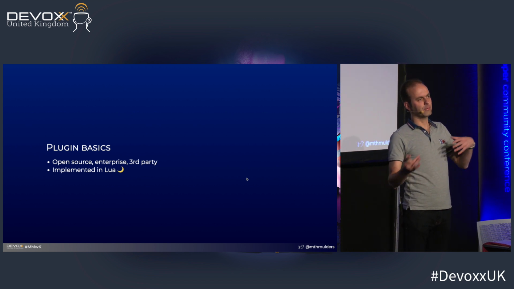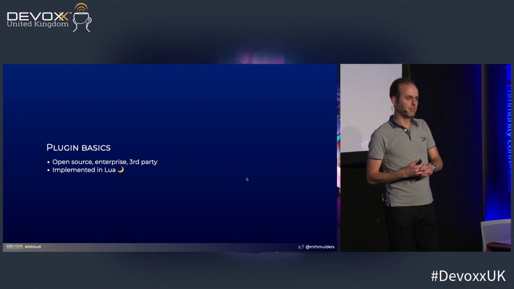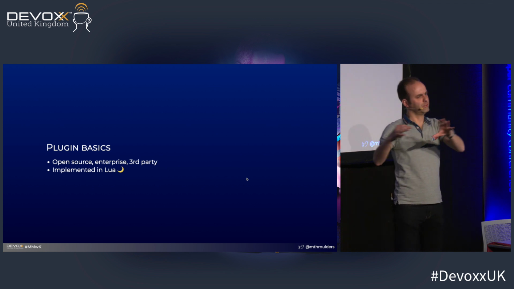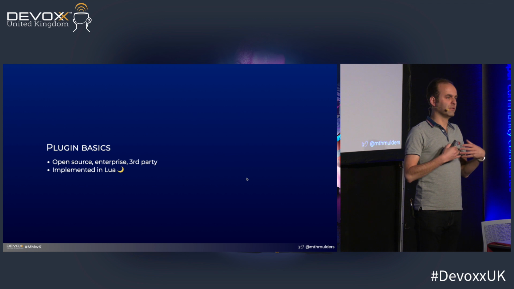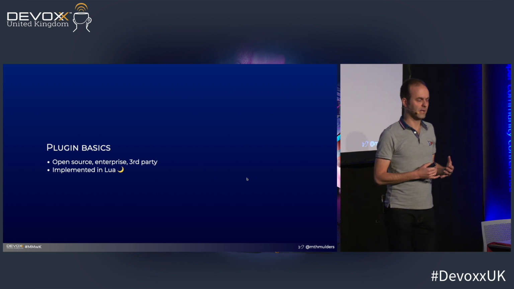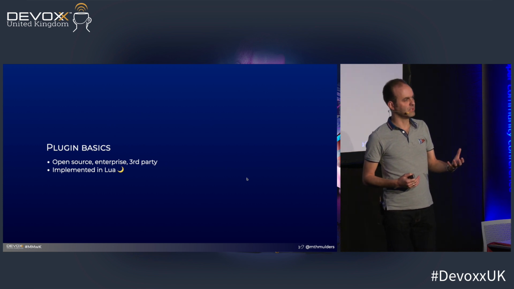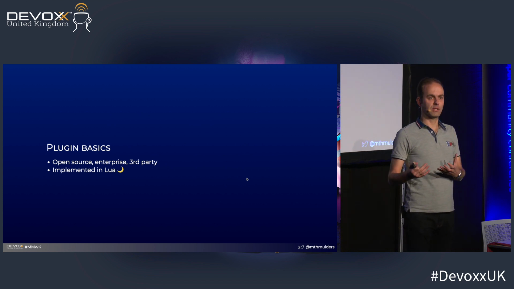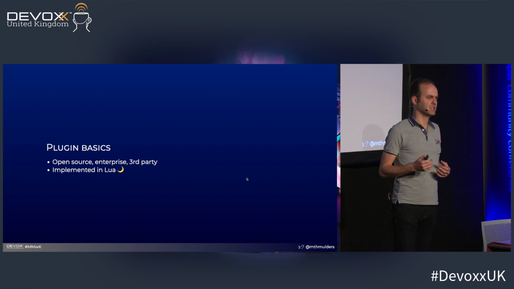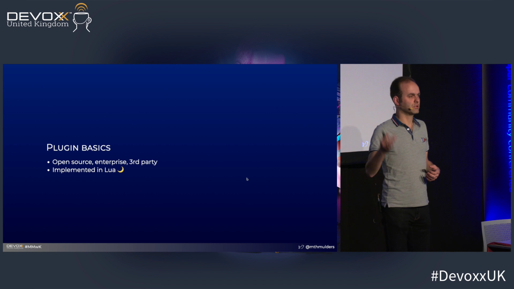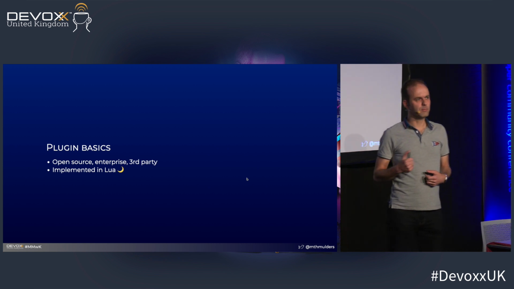For example, there's an OpenID Connect plugin, which is enterprise only, and there's an LDAP plugin, which is open source, but the enterprise version is way more powerful. And you need to have an enterprise subscription for Kong to use those. And finally, there are even third-party companies that are building and shipping plugins. For example, Nokia has an OpenID Connect plugin, which you can just get from GitHub and deploy in your Kong instance. Those plugins are implemented in Lua.